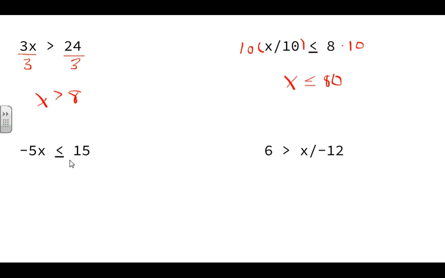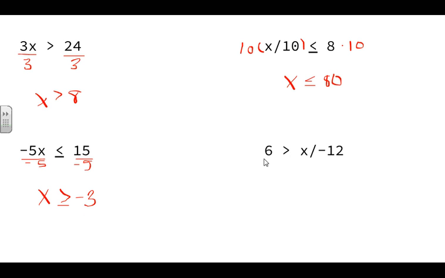Coming down here, we have negative 5x is less than or equal to 15. So we have to divide both sides by negative 5. And we would get that x is greater than or equal to negative 3. Don't forget to flip your sign.